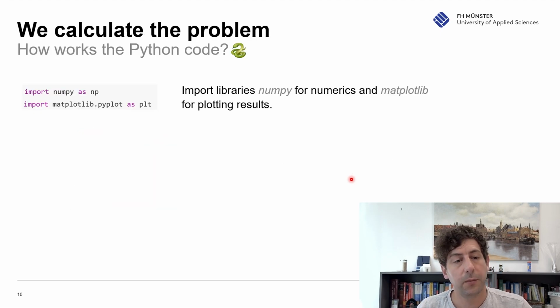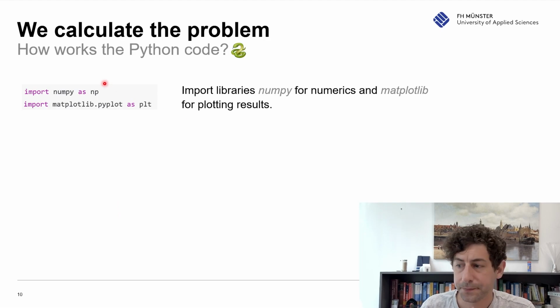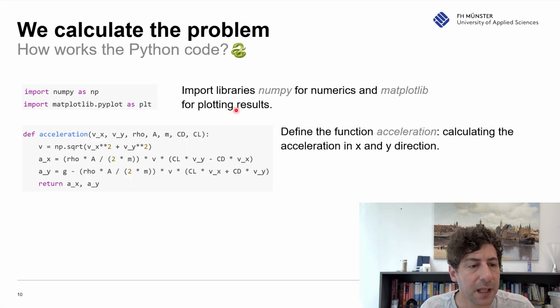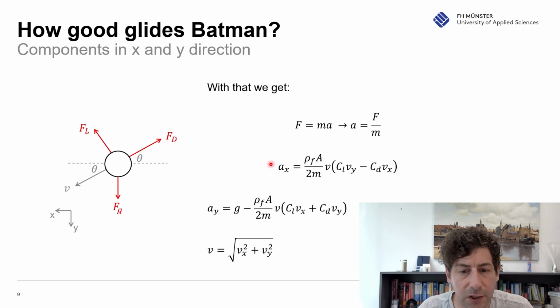So how do we solve them? With a Python code. So therefore, as in the videos before, to start our Python code, we need to import libraries. We need NumPy for numerics, and we need matplotlib for plotting the results, because I would like to have a final nice diagram. And then we define a function, and this function is called acceleration. And this function has the equation acceleration in x and acceleration in y direction. So in this function we calculate these two equations.